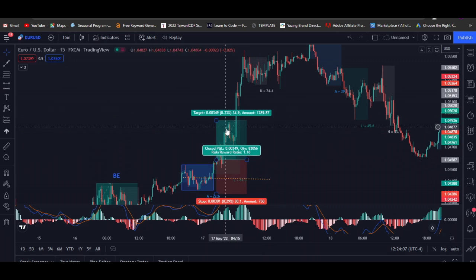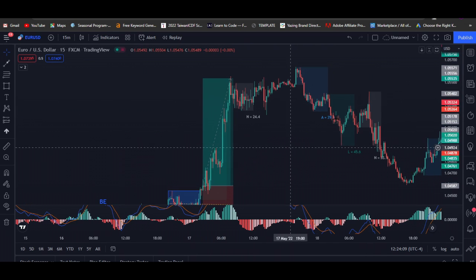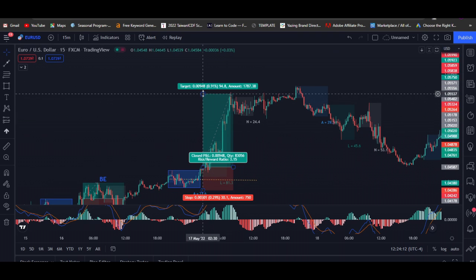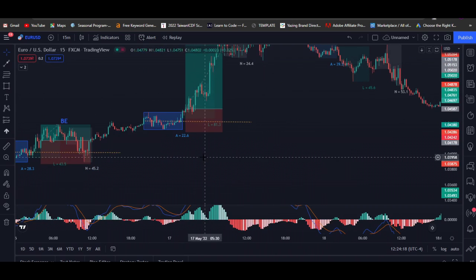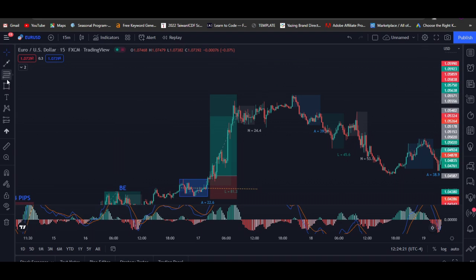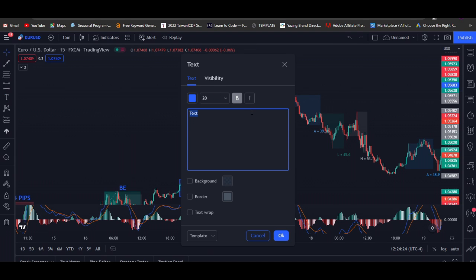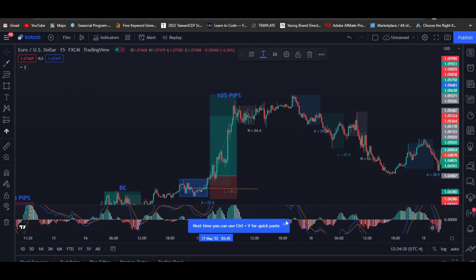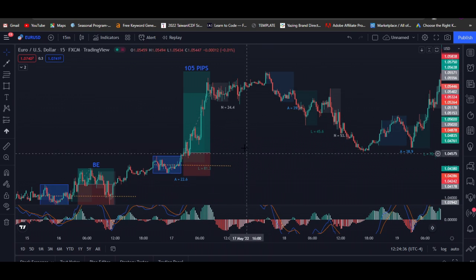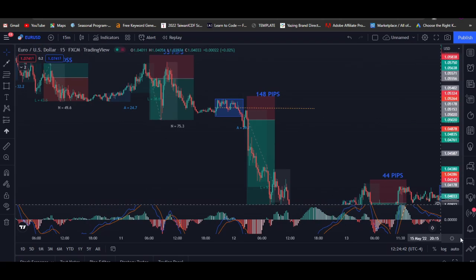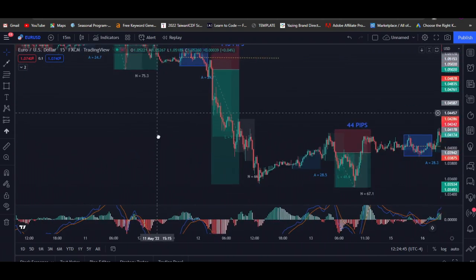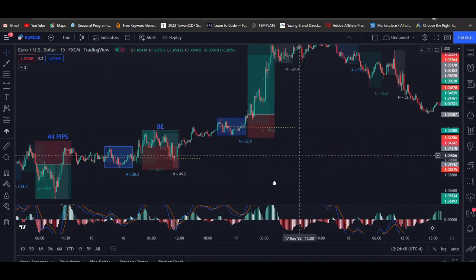Which in this case was, price went up for 105 pips, which is a good trade. Okay, 105 pips. So far we have one losing trade, I think one break even, and the rest are profit.